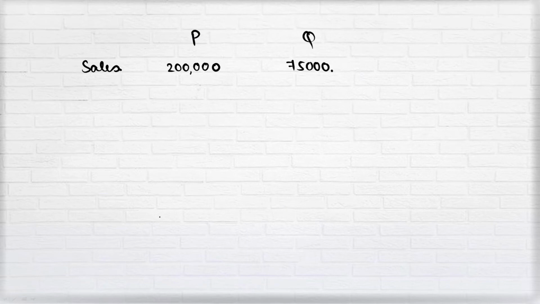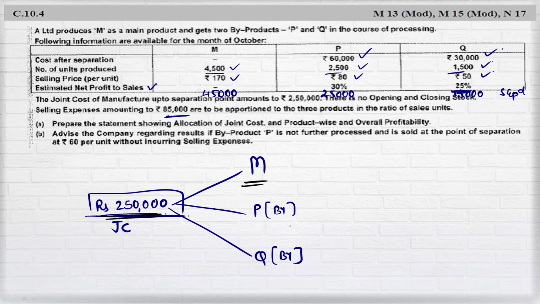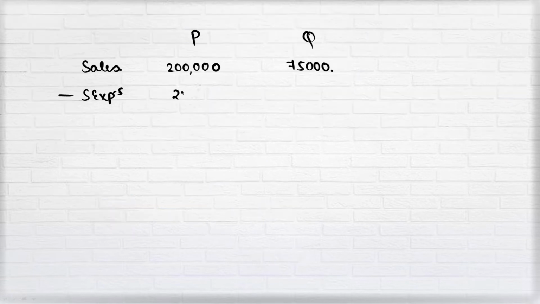See, if nothing was given, I would have reduced the total cost by 2,75,000, which is not actually the joint cost, right? So what is my cost? 2,50,000. And my revenue from byproducts is 2,75,000. So there is a negative cost of 25,000. There is a benefit of 25,000. But P and Q cannot be sold directly. They will have to be further manufactured. Yes, you will have to incur some selling expenses, 25,000 and 15,000. Alright.